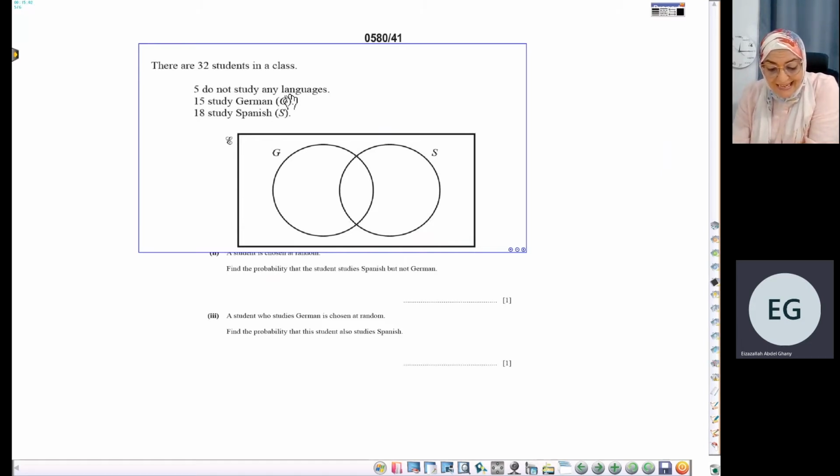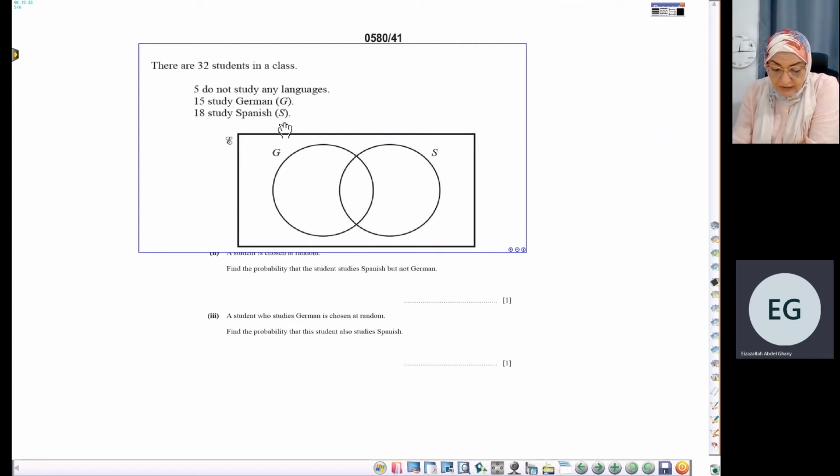5 do not study any language. So this 5 will be written outside here. They do not study any language. So this information is nice. Next, 15 study German. Shall I divide this 15 into 2 areas of German? Of course not. I cannot judge.